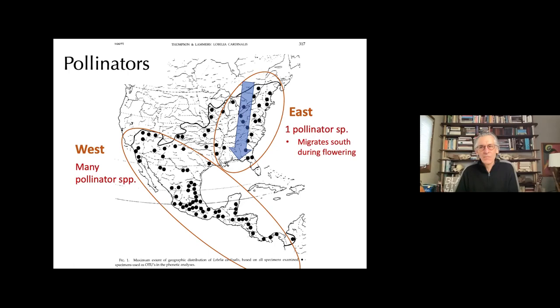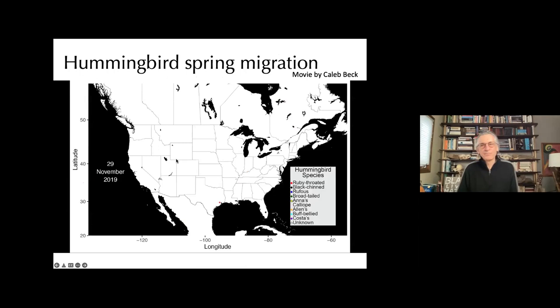It migrates south in the fall. Depending on the sex, it leaves this part of the world somewhere in August or so, and the plants flower in August. The females and the young leave a little later, up until early September. So they are up here when the plants are flowering, and then they migrate southward. In the West, there are lots of different pollinators. Some are migratory, some are not. Lots of different species of hummingbird.